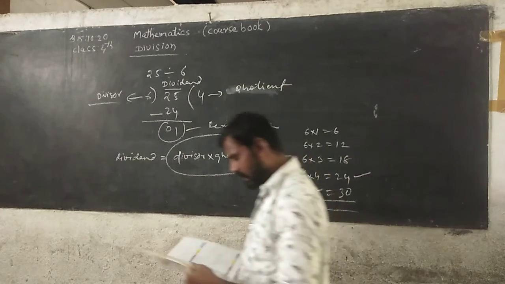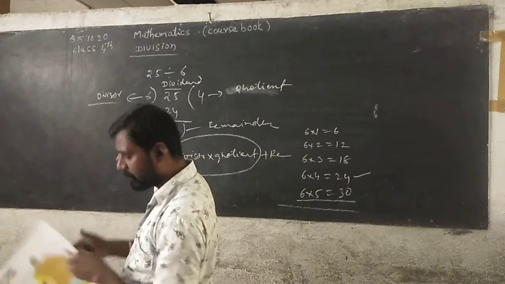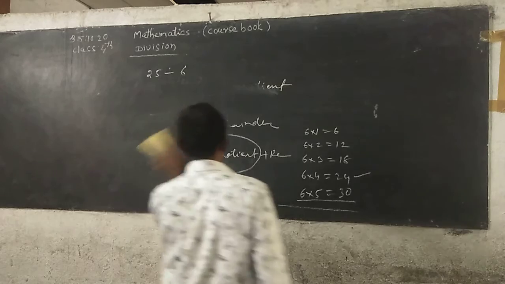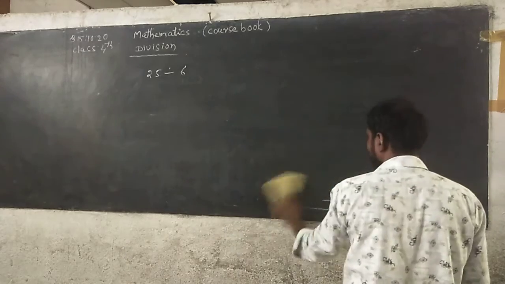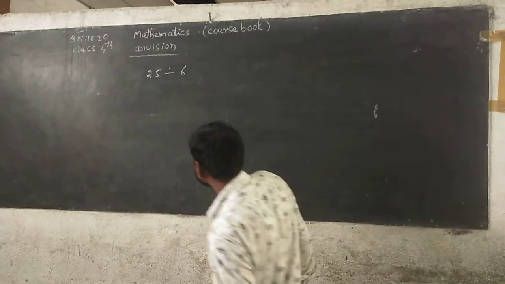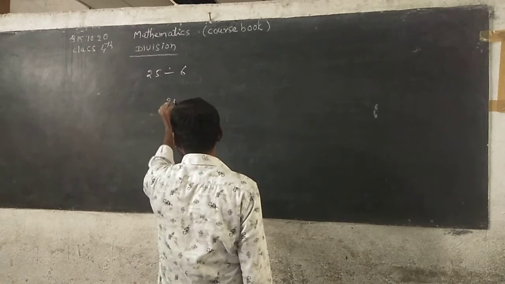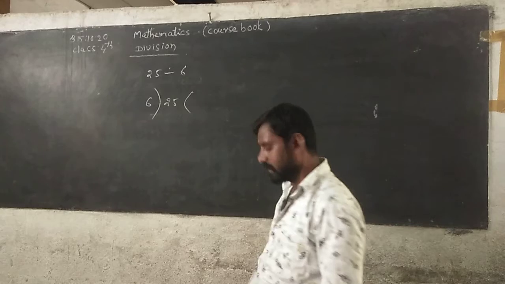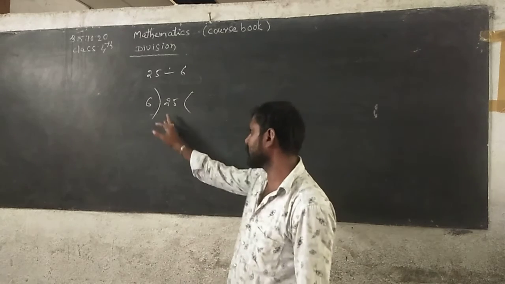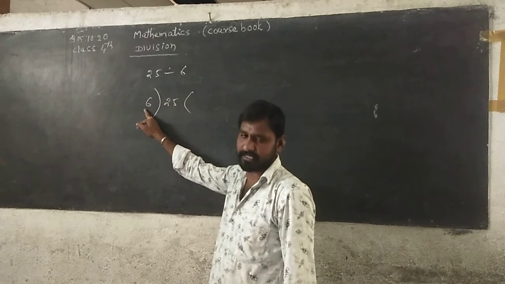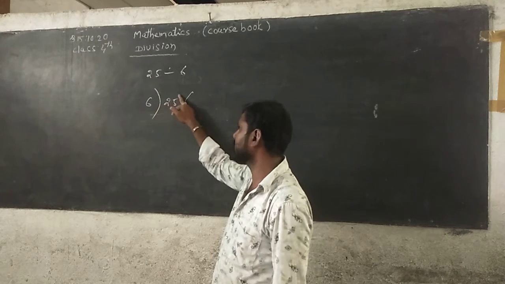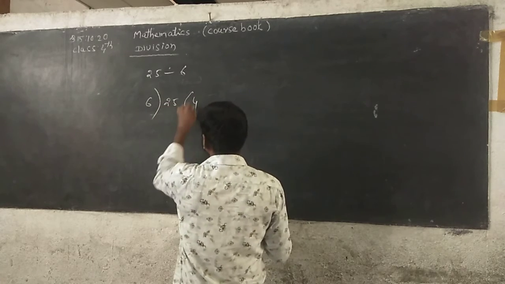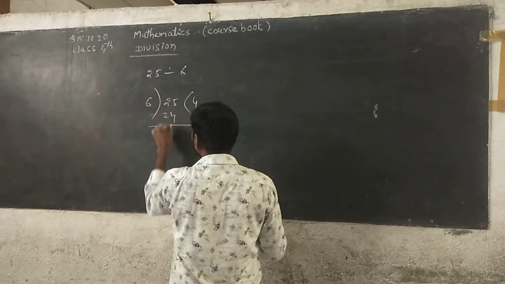Listen carefully everybody. Once again I am repeating. See here, 25 is taken as the dividend and 6 is taken as the divisor. For 25, the first digit on the left is 2, and 2 is less than 6. It is not possible, so I have to take 2 digits from left to right. So 25. Where is it possible? 6 4s are 24. So 5 minus 4, 1, 0.